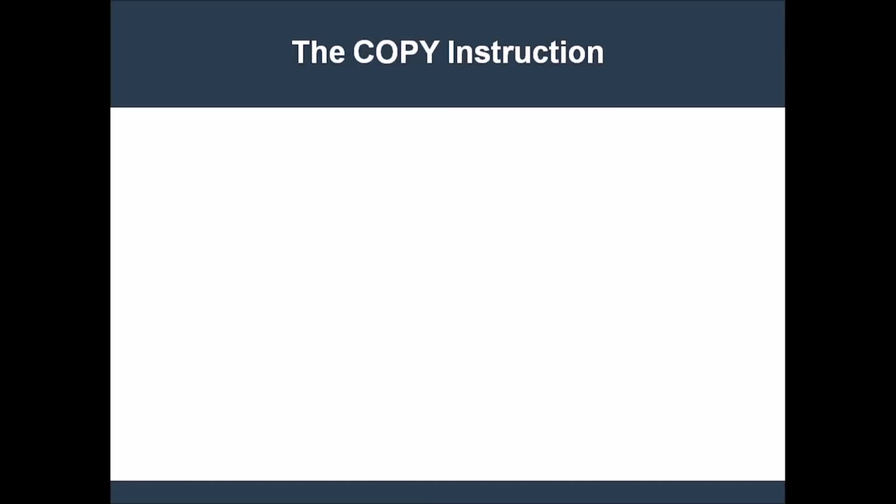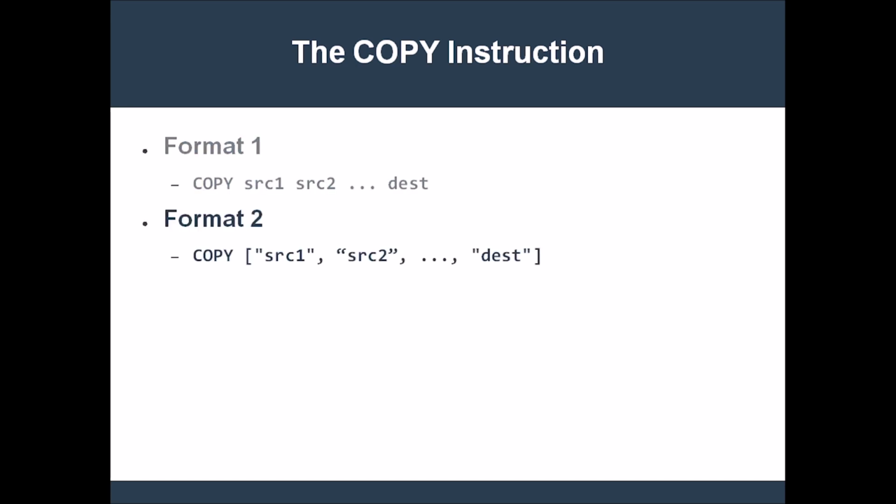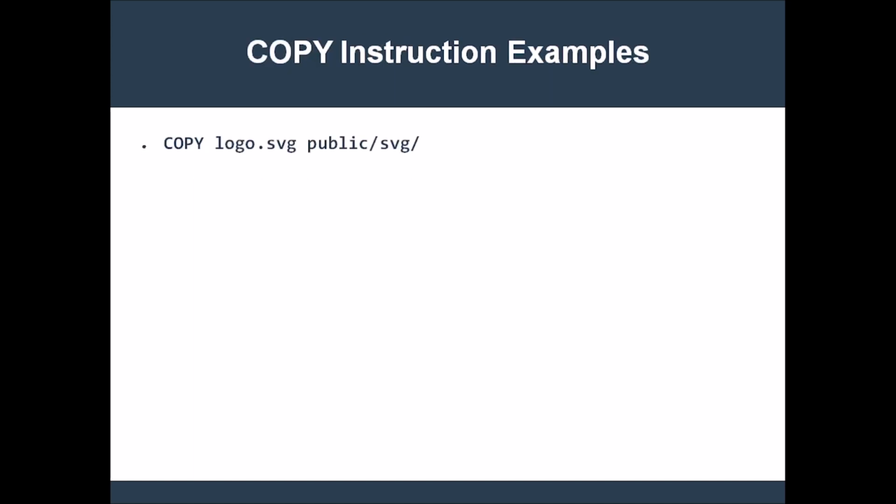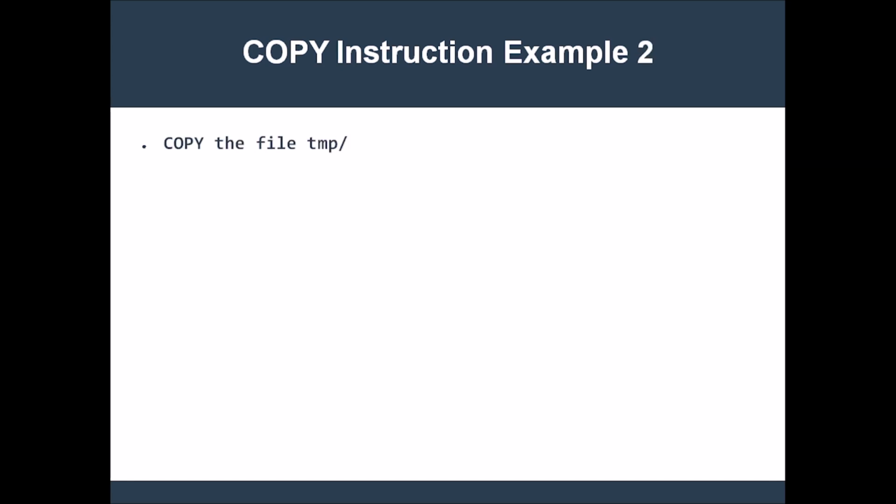The copy instruction creates a new image layer and then copies the specified files from the build context into the new layer. Just like the run instruction, copy has two forms. Thus, this copy instruction is equivalent to this one. On the other hand, this copy instruction is not equivalent to this one.